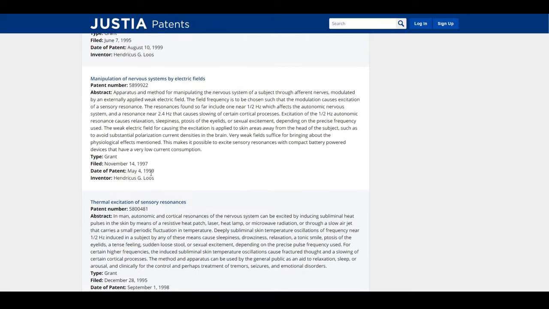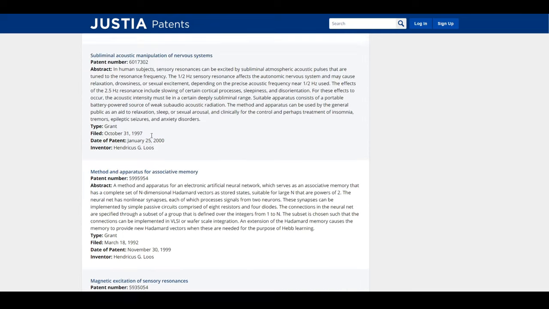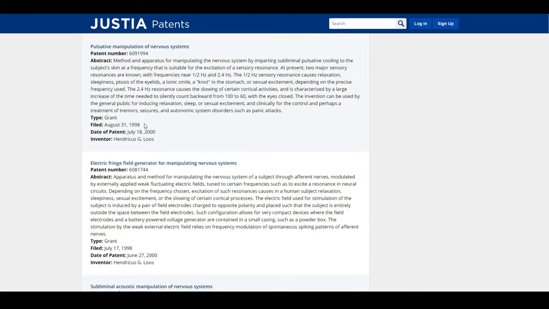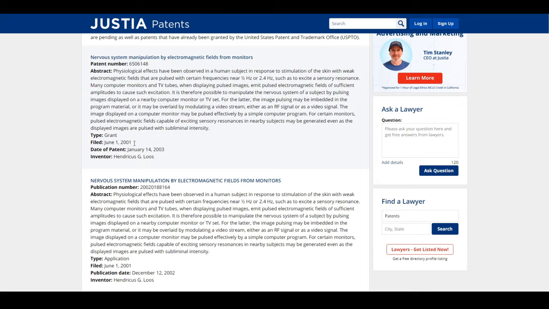Do we see a pattern here? This inventor, for the span of about 5 years, patented nearly a dozen separate nervous system manipulation techniques and devices, primarily aimed at television screens and surrounding uses. But it gets even more strange.